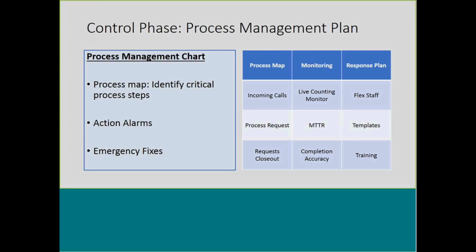If, for whatever reason, an issue occurs, draw out a plan. What happens if? Set your action alarms. So what is the if? When do we act on our action plan? What happens if there's emergency fixes that need to take place? What do we do? How do we handle these particular things?